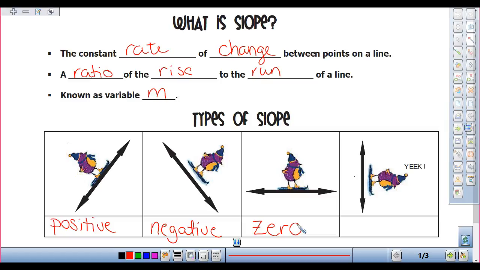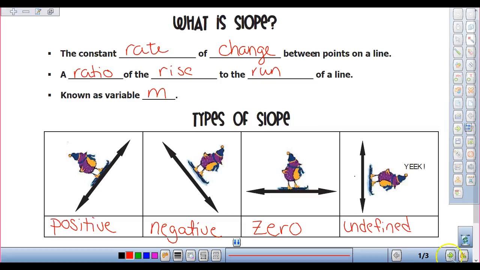Okay, and if he falls off a cliff and is going straight up and down, it is undefined. We have an undefined slope. It's straight up and down. This part is what a lot of people get mixed up. Okay? We've got a horizontal line. My slope is 0. If I've got one straight up and down, we've got undefined.